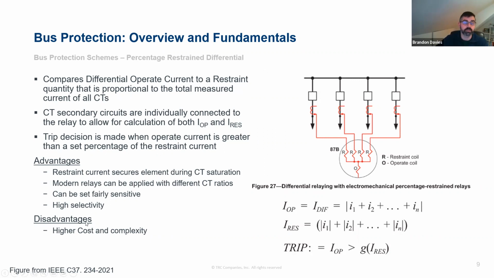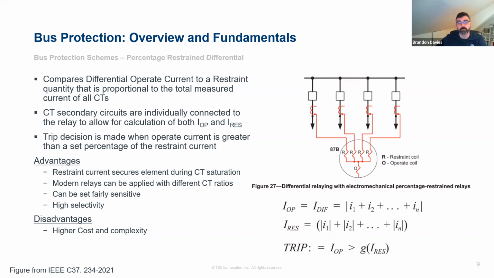The main disadvantage is it's a higher cost and complexity. You've got a more expensive relay. You've got potentially longer CT cables because they've all got to go from the CT location to the relay. But in general, those disadvantages are offset by the advantages. So we see a lot of these types of percent restrained applications in new installations, especially in the transmission system.